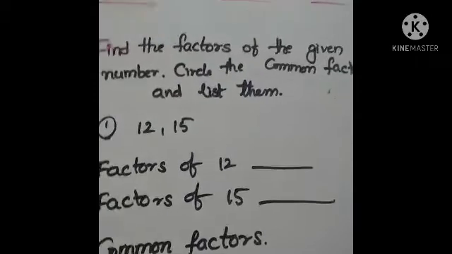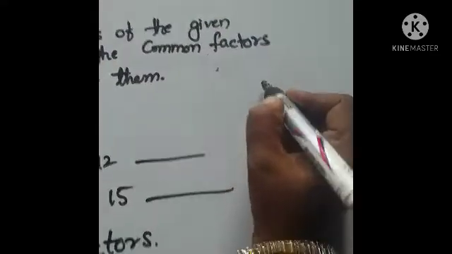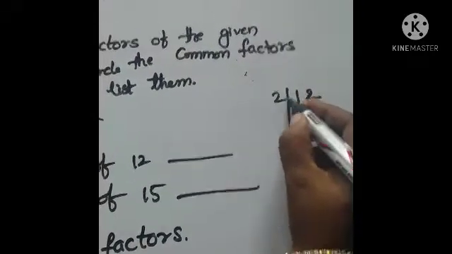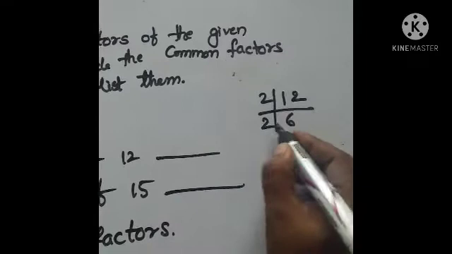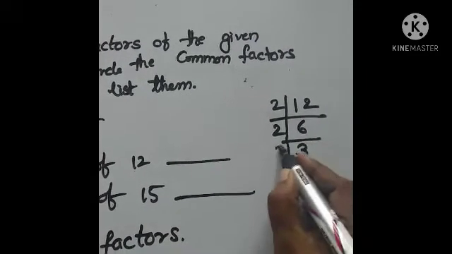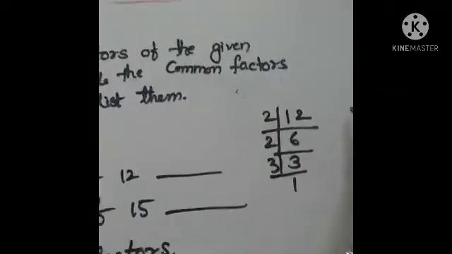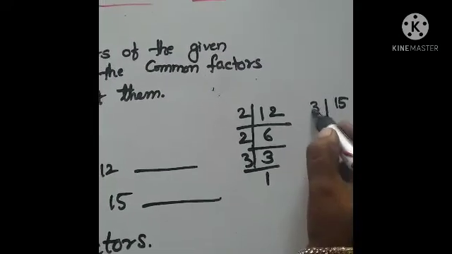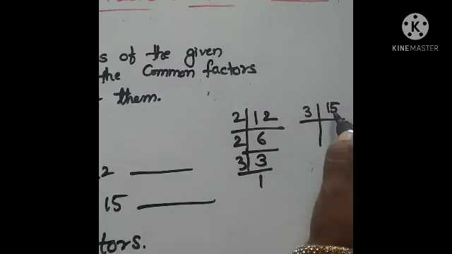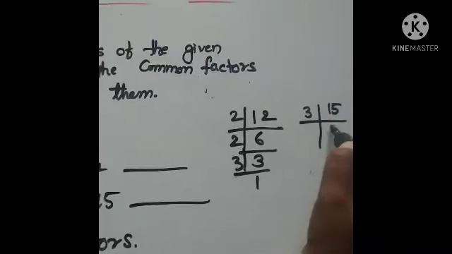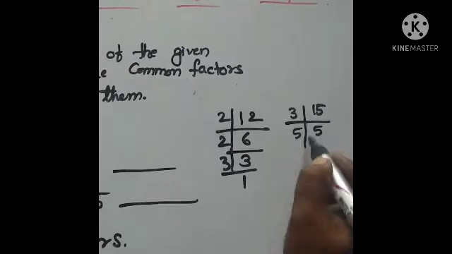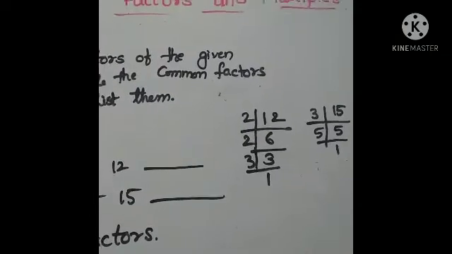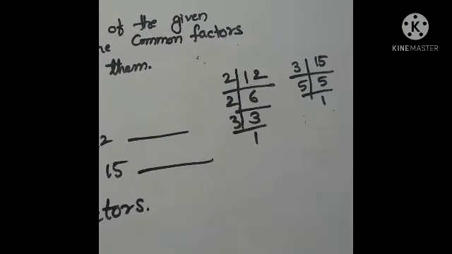factors of 12. We know already how to find factors of 12. 2 6s are 12, 2 3s are 6, 3 1s are 3. And factors of 15. Because here there is no even number, we have to take the next prime number 3. 3 5s are 15, 5 1s are 5. When you are perfect in tables, only then can you do it fast. So you have to learn tables first.